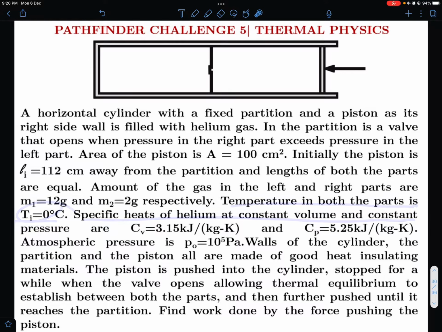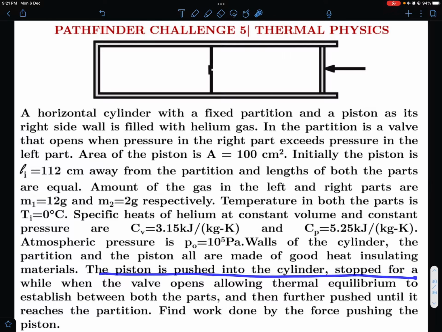Specific heats of helium at constant volume and constant pressure are Cv is 3.15 kilojoule per kg Kelvin. Please remember, this is not given in terms of moles, this is given in terms of mass. So mass specific heat is given. Cv is this much and Cp is 5.25 kilojoule per kg Kelvin. Atmospheric pressure P0 is equal to 10 to the power 5 Pascal. Walls of the cylinder, the partition and the piston all are made of good heat insulating materials.